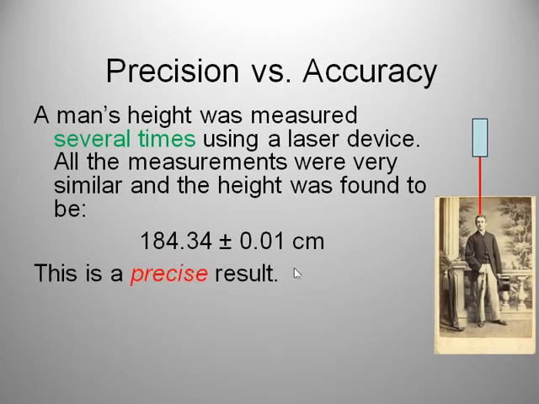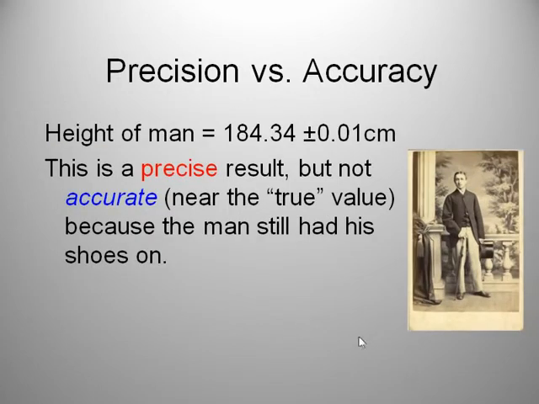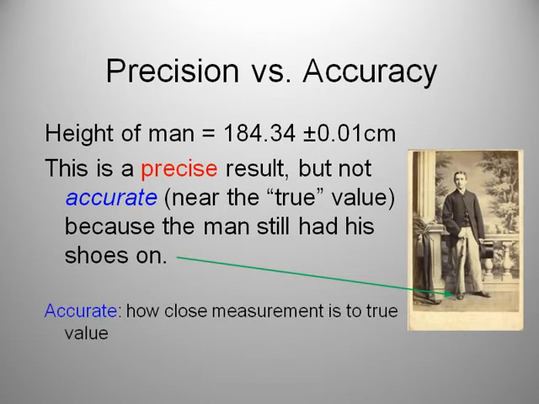Since we have such a small uncertainty here, we can call this result very precise. That is, all the measurements we took were very close to the same number. Doesn't really matter what that number is, they're all the same. So we call that high precision. It's very precise. So multiple measurements, same results. Okay, so this is a precise result, but it's not accurate because the dude still has his shoes on over here, so that's not really his true height. So accuracy is how close the measurement is to its real value, its actually true value.